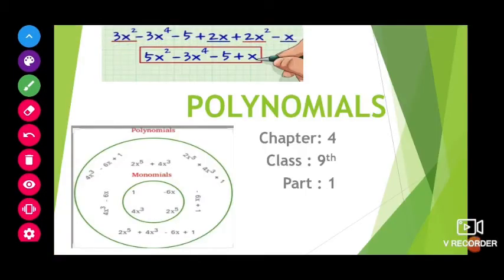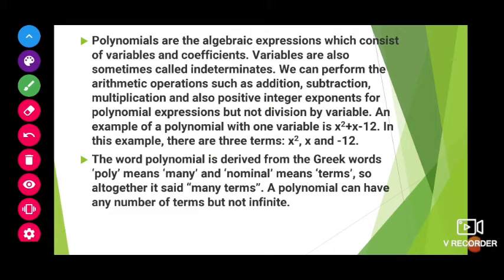Today we are going to see the polynomials chapter number 4 part 1. Before going into the polynomials, first I will just revise a few topics from algebra. First one is a constant. A constant is where the value will not change at all. All the numbers in a number system will come under this constant. All the real numbers, whatever the numbers, will come under this constant.